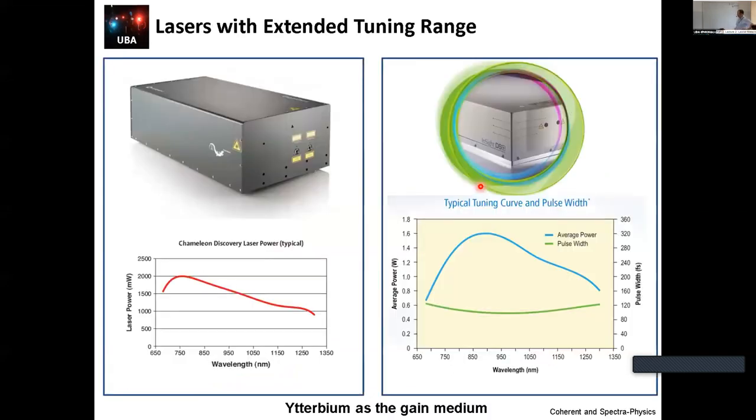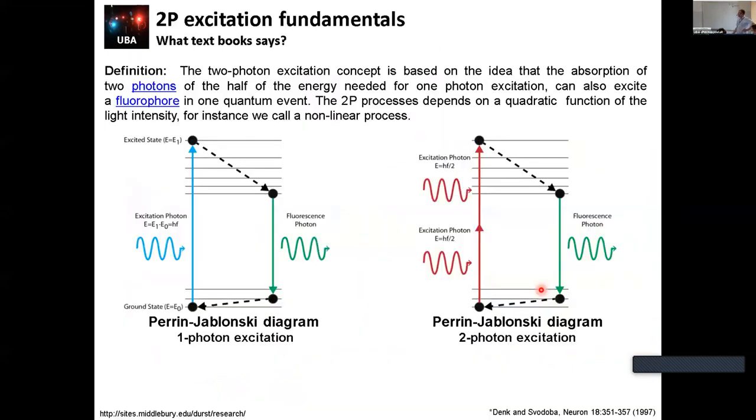And nowadays some of these lasers have an extended range. For example, this one from Coherent and this one from Spectra-Physics can go up to 1.3 microns, so 1,300 nanometers, which opens the door to an area which is three-photon excitation instead of two-photon excitation. Well, but what is special about two-photon excitation? I will try to go fast with this, but it's something that is important to cover.